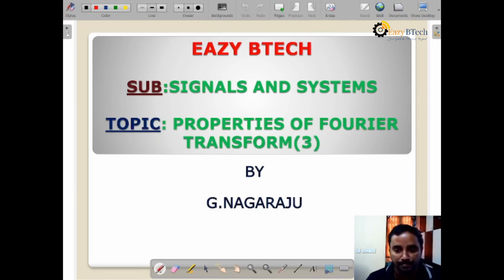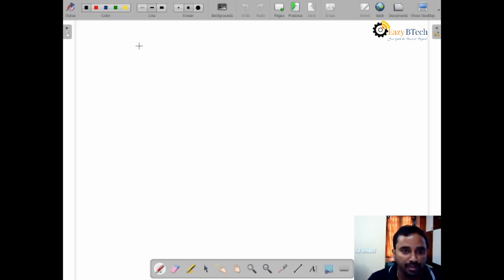Let's start our session, properties of Fourier transform. In the previous session we have covered some of the properties. Still we have remaining properties in Fourier transform that we are going to discuss. We are going to discuss now the conjugate property.